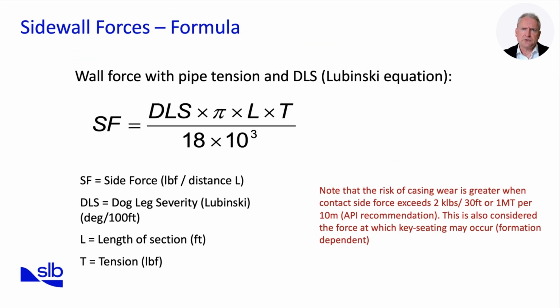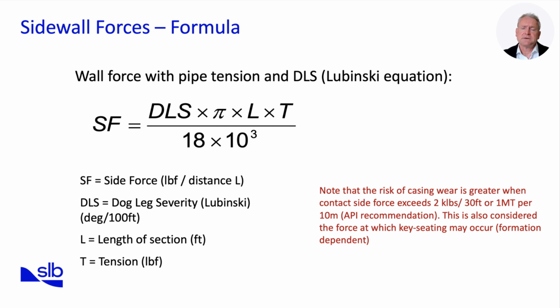This is the side force formula for wall force with pipe tension and dogleg severity. We are calculating the side force, which is the force pushing the drill string against the borehole wall. To do this, we multiply together 3 key factors. First, the dogleg severity. This tells us how sharp the wellbore curve is. The sharper the curve, the more force is directed sideways.